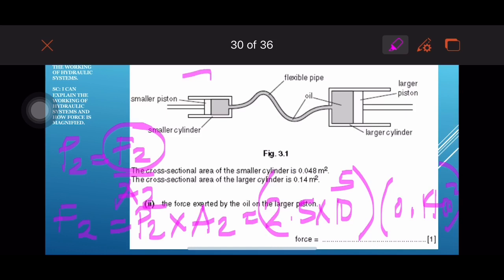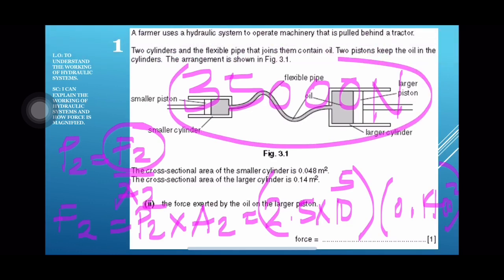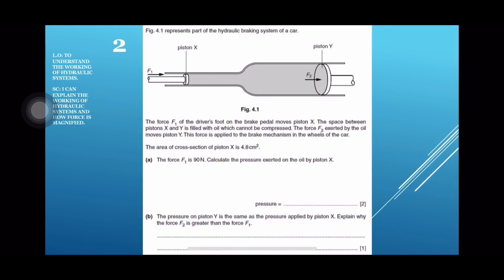So the answer to this question is 35,000. The SI unit of force is Newton. So this is the answer for this second part of question 1. Okay, so next, number 2.